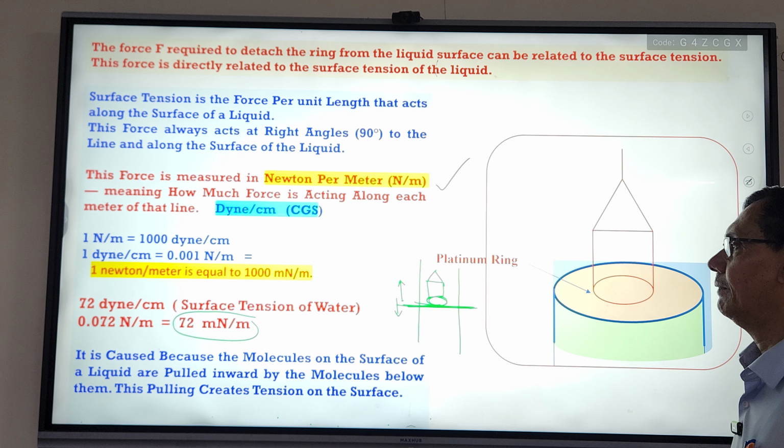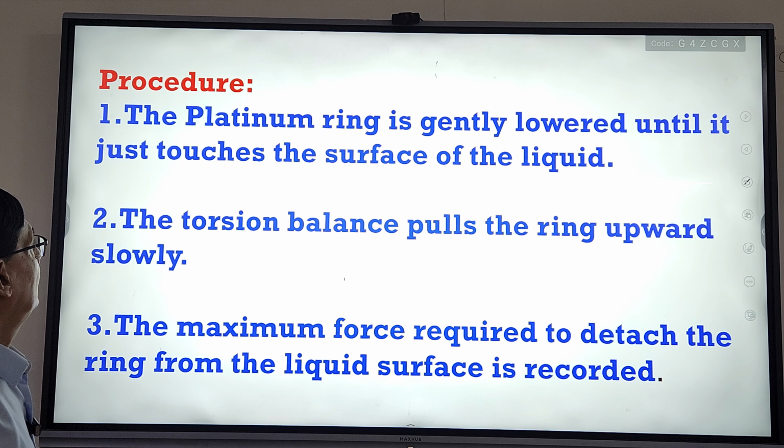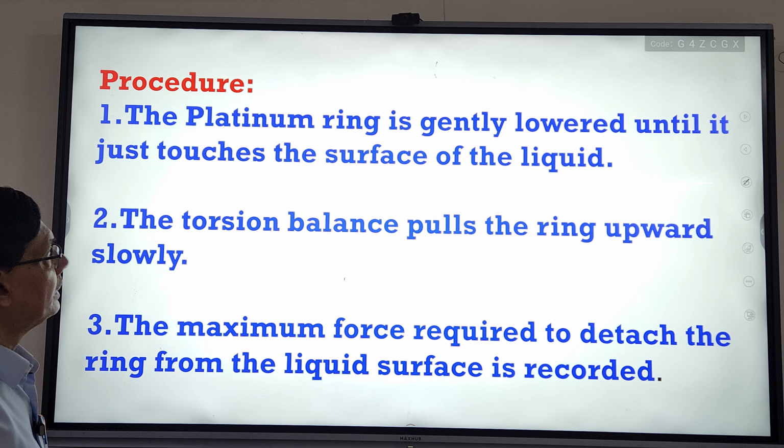जैसा आप देख रहे हैं, अब मैं एक्सपेरिमेंट को कैसे करेंगे, सबसे पहले you prepare different solutions, and you know that the platinum ring is very important, so you have to clean that platinum ring. So there are two methods: either you wash it with methyl alcohol or it must be heated with a flame. उसके बाद the platinum ring is gently lowered until it touches the, बिल्कुल आपको धीरे धीरे ऑटोमेटिकली उसको वहाँ पे टच कराना है.